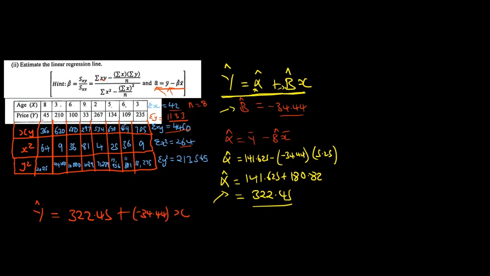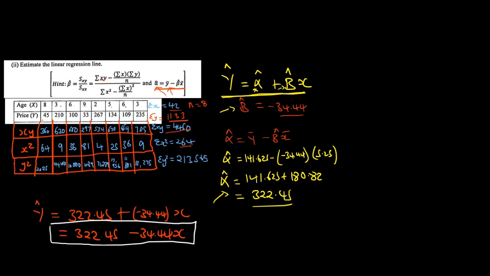So it means my linear regression line will just be equal to 322.45 minus 34.44x. So that there will be our line for the linear regression. Alright, so we are done with this question here. We move to the next one.